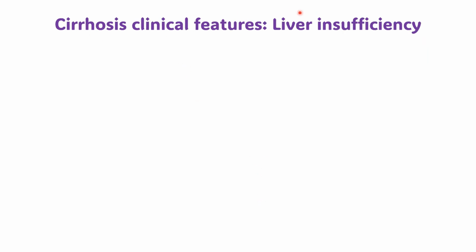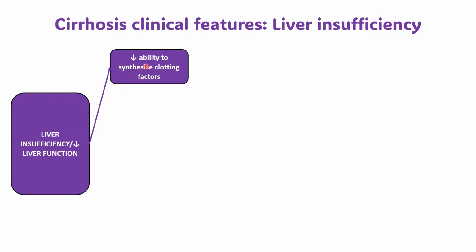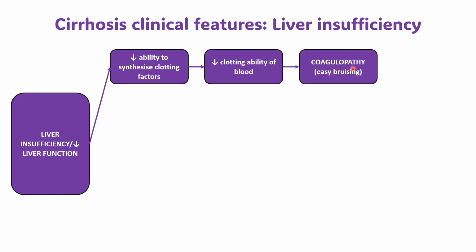So let's talk about some of the clinical features of cirrhosis related to liver insufficiency or reduced liver function. So the liver has a reduced ability to synthesize clotting factors. That means there's a reduced clotting ability of the blood. This is going to result in a coagulopathy, otherwise known as the patient's going to bruise easily, essentially.